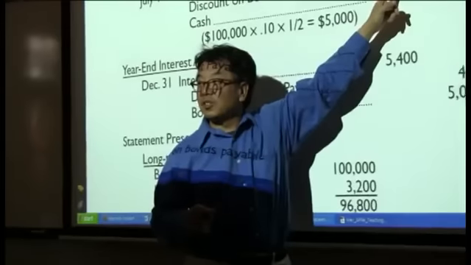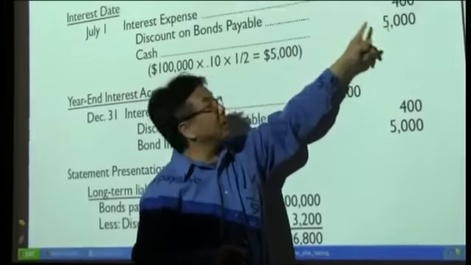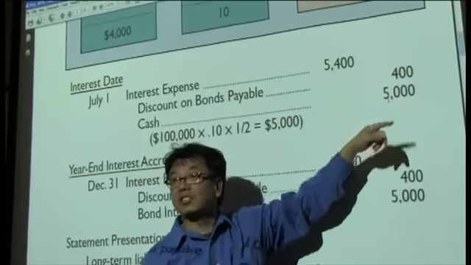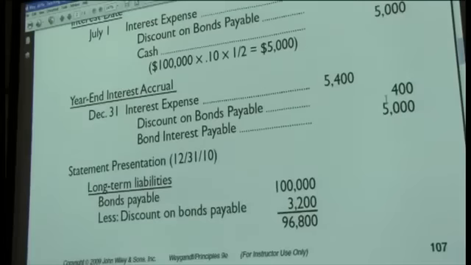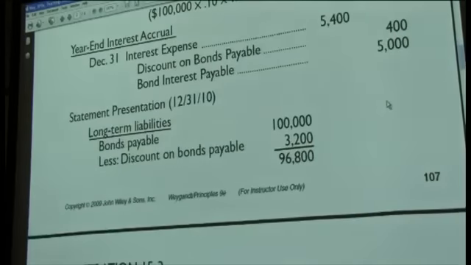But how do you know that number is correct? Oh, interest expense is higher than interest payment. See? That's how you do it. You all right? Question?